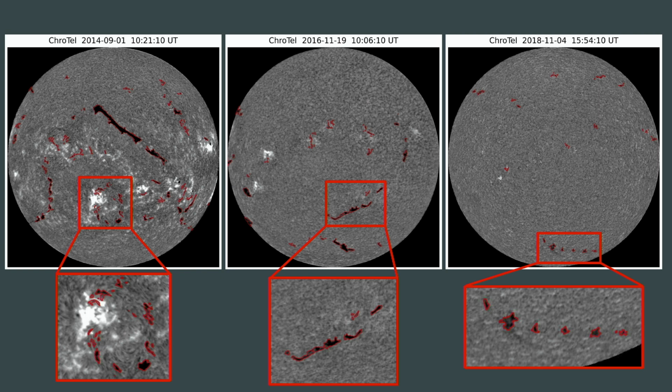Here are some more nice results of filaments. Here's a polar crown filament, where I'm very happy that this is working very well on the polar crown filaments, and even these large filaments are also nicely tracked.